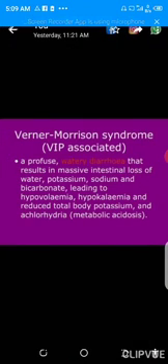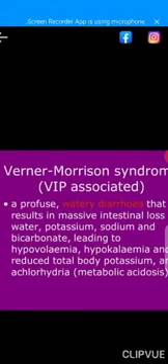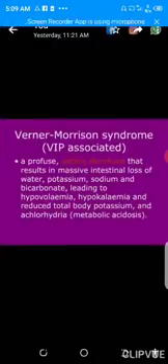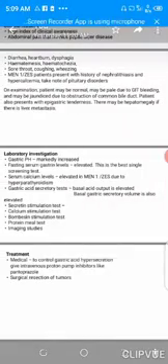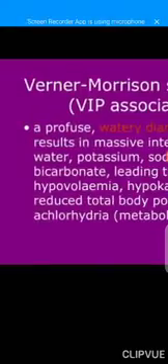Then the next thing we want to talk about is what we call Werner-Morrison syndrome. When you hear Werner-Morrison syndrome, just think of VIPomas. When you hear Zollinger-Ellison syndrome, what do you think about? You think about gastrinoma. When you hear Werner-Morrison syndrome, what should you think about? You think about VIPomas. What do you mean VIPomas? We are saying there are tumors that are also producing excess of VIP.